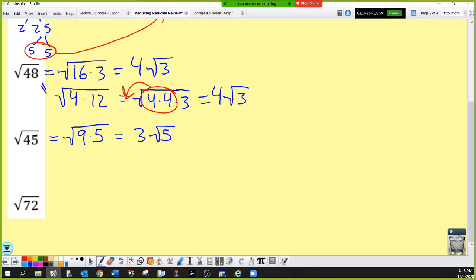And then lastly, for this slide at least, 72. Now 72 is one of those numbers that more than one perfect square can go into it, like 48. You're trying to do as little work as possible though, right? I mean, we are high school students, right? We're trying to do as little work as possible. So your job is to figure out the biggest perfect square that you can divide 72 by. It is 36. 36 goes into 72 twice.